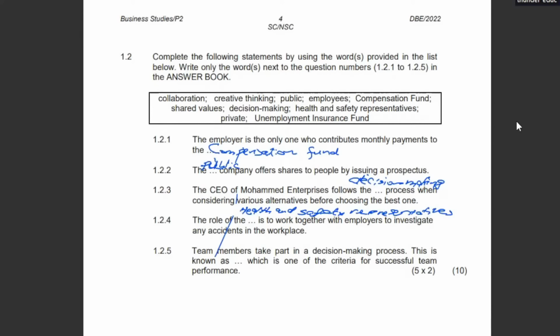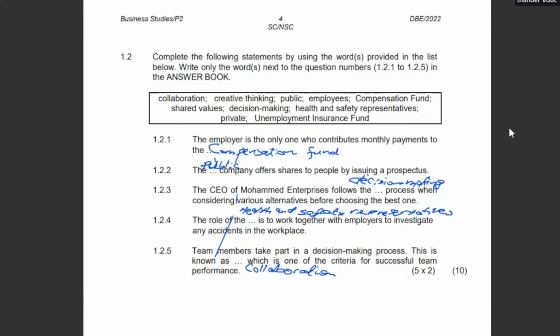Okay, right. So now moving on to the last question under 1.2, we have 1.2.5. It reads as follows. Team members take part in the decision-making process, right? This is known as dash, which is one of the criteria for successful team performance. So meaning in this regard, our answer is going to be collaboration. Right. Thank you very much, grade 12.